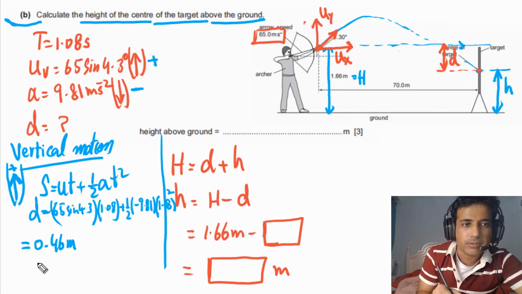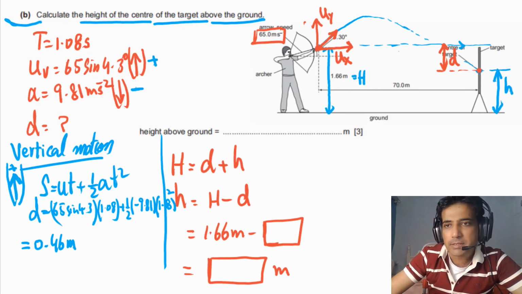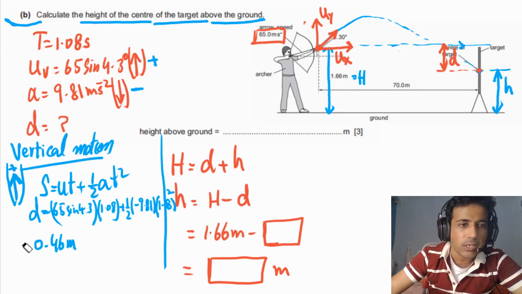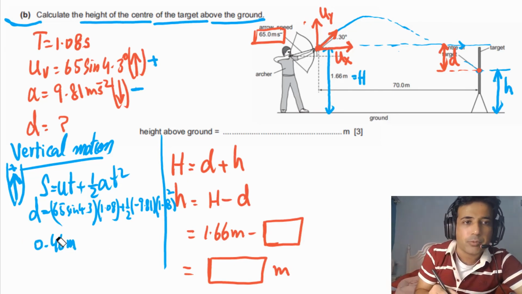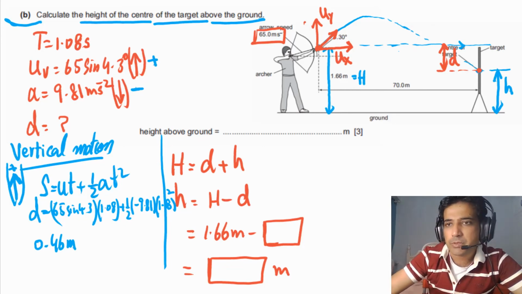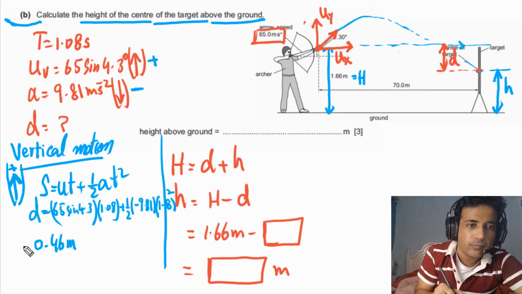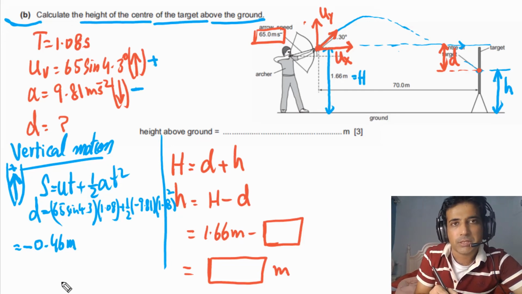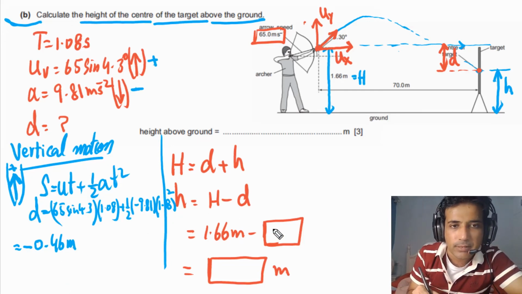If we solve this one for d, we will get the answer 0.46 meters. This answer will be negative. Why is this negative? Because the displacement is downwards. We have taken up as positive. So the value of displacement that you will get will be equal to negative 0.46 meters. Simply you need to plug in this value here.